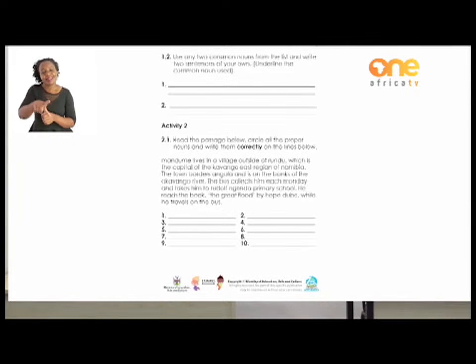The town borders Angola and is on the banks of the Okavango River. The bus collects him each Monday and takes him to Rudolph Gondo Primary School. He reads the book, The Great Flood, by Hope Dube, while he travels to the bus.